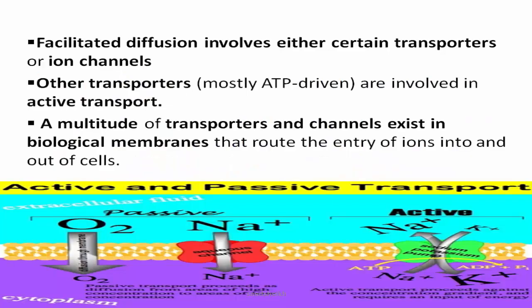Facilitated diffusion involves either certain transporters or ion channels. Other transporters, mostly ATP-driven, are involved in active transport. A multitude of transporters and channels exist in biological membranes that route the entry of ions into and out of cells.